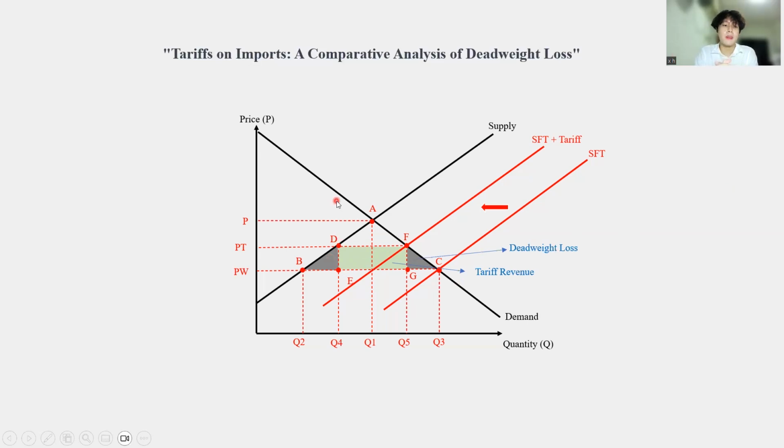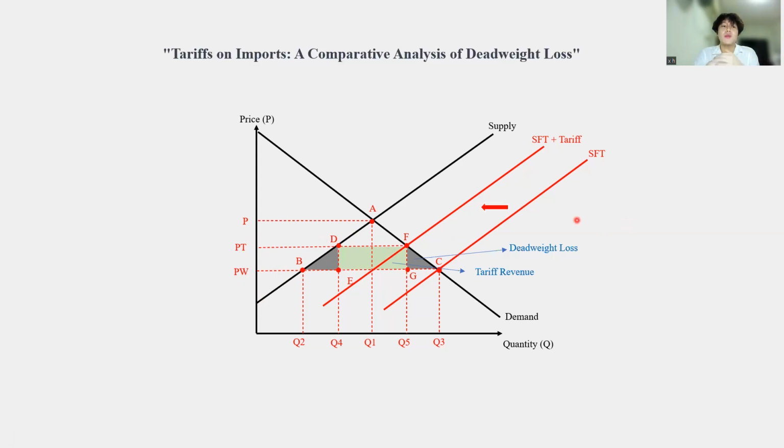On the other hand, domestic producers will benefit from the tariff because they can sell their goods at a higher price. This increases their producer surplus. Normally the producer surplus is just a small triangle right here, and after the tariff has been imposed, the triangle becomes bigger because they can sell their goods at a higher price. So it is good for the producer.